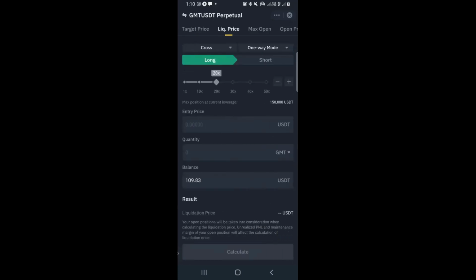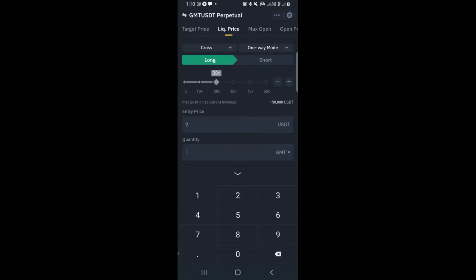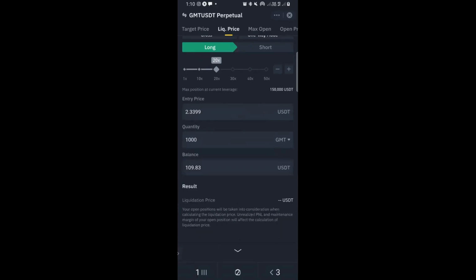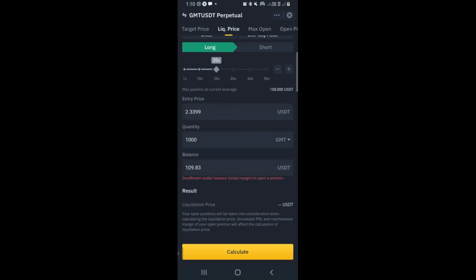If you want to calculate your liquidation, you enter the entry, you enter the quantity. It will just work like before. If we enter 2.3399, quantity 1,000, balance, you will see that if I have 109, it's not even enough for me to open 1,000. So I might go for 50x. You will see that if my balance is 109, my liquidation will be 2.25, which is very, very close to 2.3399, which is my entry.